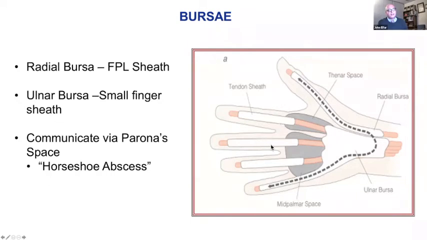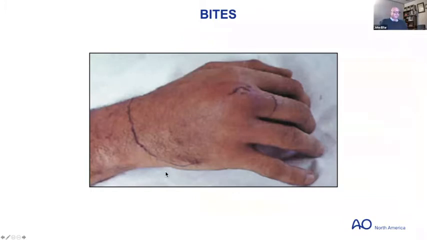These are different and distinct from the tendon sheets we were talking about before. And that's that when they communicate like this, it's shaped like a horseshoe. They call it a horseshoe abscess.